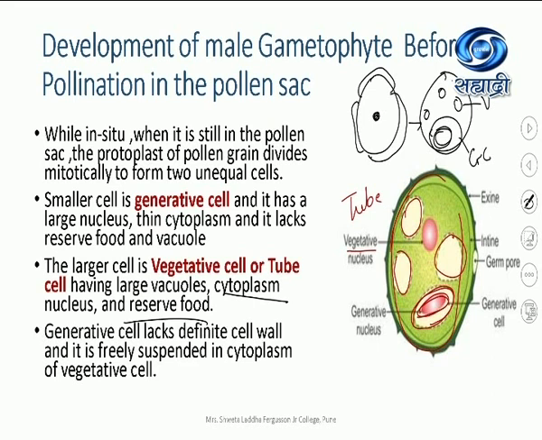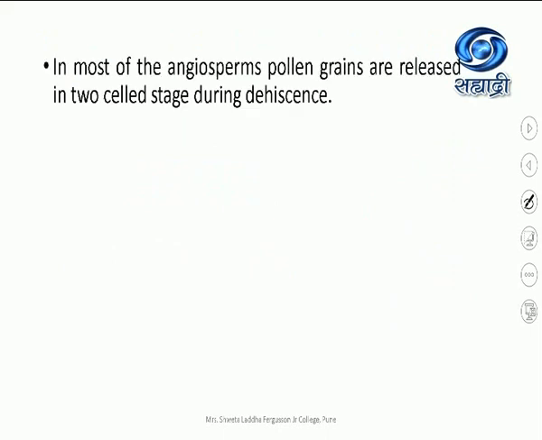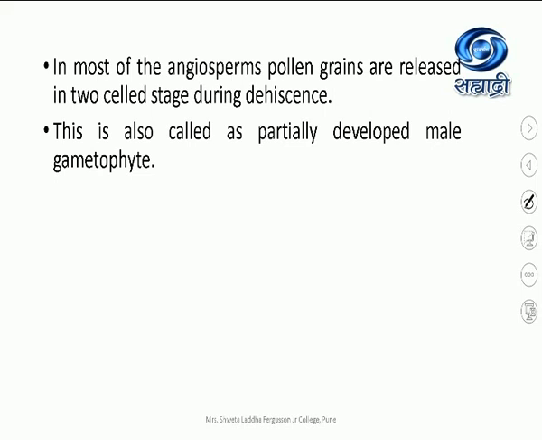Generative cell lacks definite cell wall. You can see in the picture, it was shown dotted because it is not having a definite cell wall, and it is suspended inside the cytoplasm of vegetative cell. It is present inside the cytoplasm of the larger tube cell or vegetative cell. In most of the angiosperms, pollen grains are released in the 2-cell stage. So, pollen grains usually release during this phase, during dehiscence.